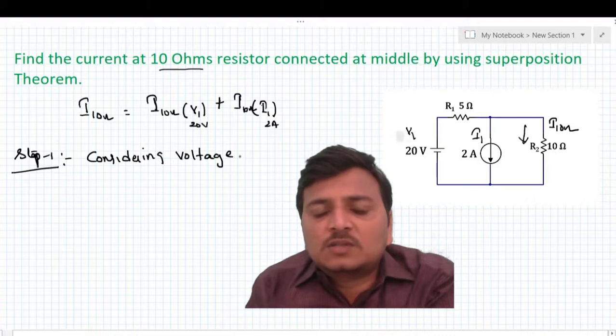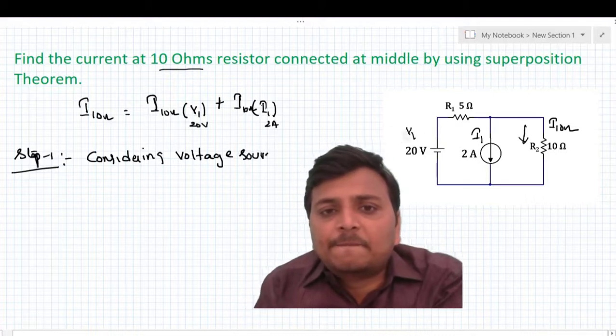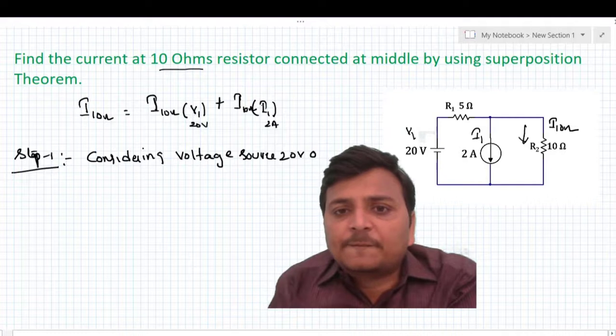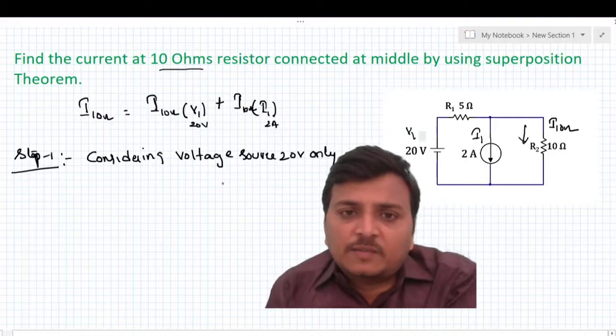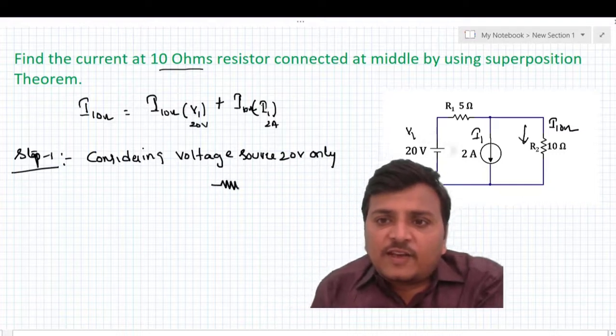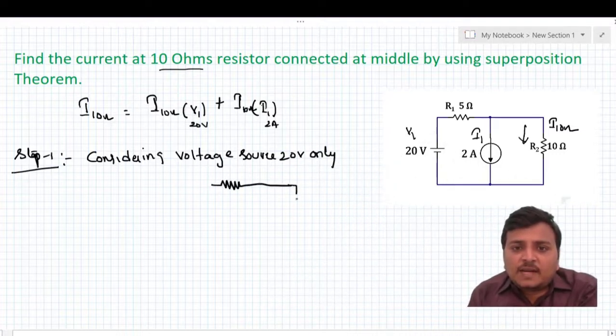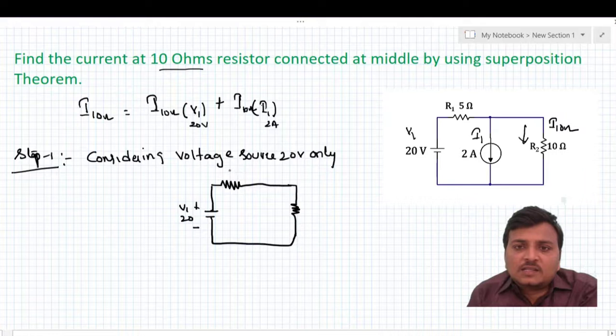Considering the voltage source 20 volts only. Now I'll redraw the circuit again and see how it will be. So let us consider the 5 ohm resistor, the 10 ohm resistor, and the voltage source V1 of 20 volts. This is the resistance R1 of 5 ohms and this is the resistance of 10 ohms. Now what about this current source?